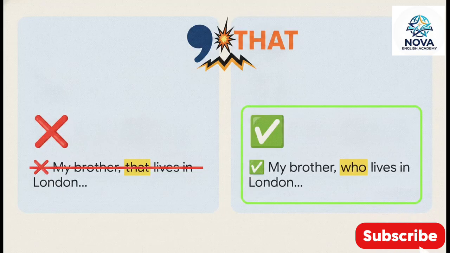But here is the catch. That is powerful, but it has one very strict rule. We never use it when we're just adding extra, non-defining bonus information separated by commas. For example, if you say, my brother, who lives in London, is a doctor, you cannot swap who for that, because lives in London is just extra info tucked inside those commas. Commas and the word that simply do not mix in relative clauses. You've got to stick to who or which there.